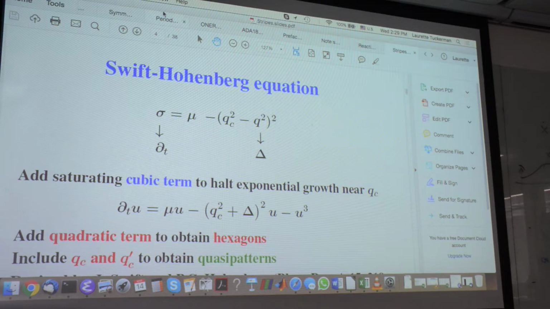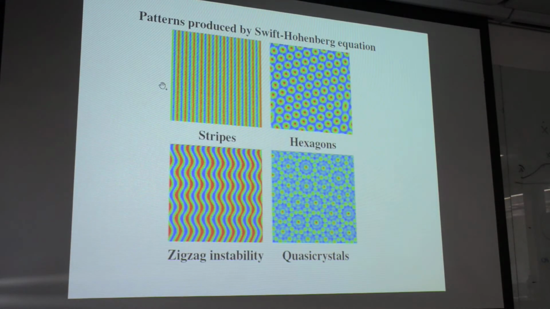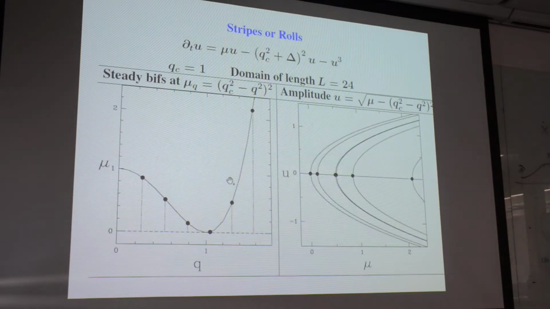So now we go back to this. And so that's what's being shown here. We easily get stripes and hexagons. And we'll see that we can also get quasicrystals. We mentioned this a little bit yesterday. And we'll talk about various instabilities, all from the Swift-Hohenberg equation. Okay, let's start with the simplest thing, stripes and rolls.